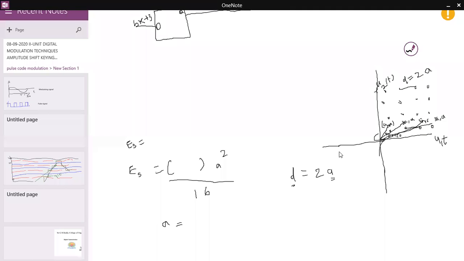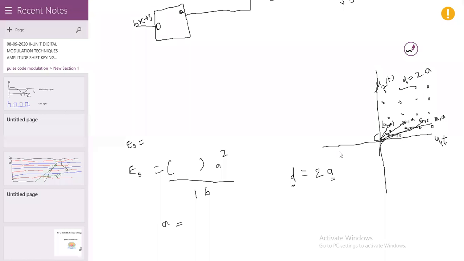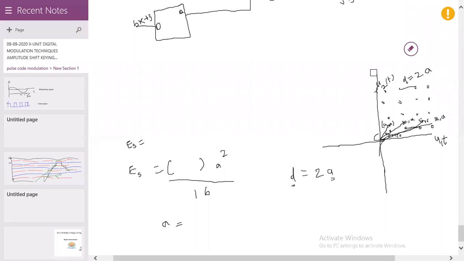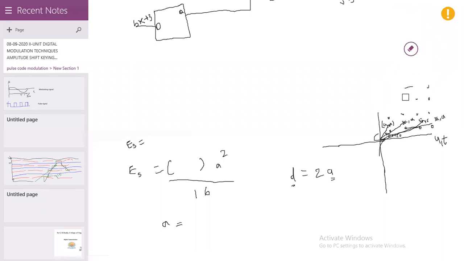Okay. So this is the procedure to design any QASK: 8 QASK, 16 QASK, 64 QASK, 32 QASK, like this. That is the procedure you have to follow. Once you understand that procedure, we can easily design any type of QASK system. That's why I take the 16 QASK system as an example.